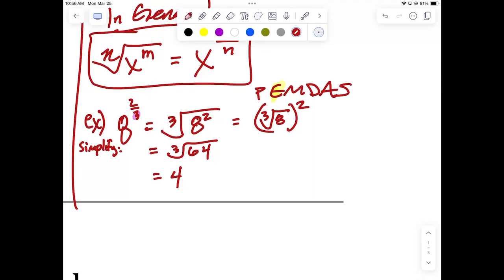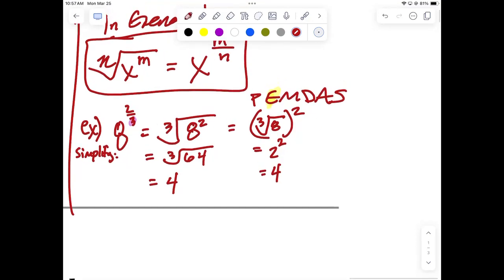What's easier to do? Well, let's try this version. This has parentheses. So if we take the cube root of 8 first, what's the cube root of 8? 2. What number times itself 3 times is 8? 2. So that becomes 2 squared. What's 2 squared? 4. Holy moly smokers. Which version was easier, going big then small or small then big? There's the strategy. That's the revelation. You never told us that. Go small, then big.